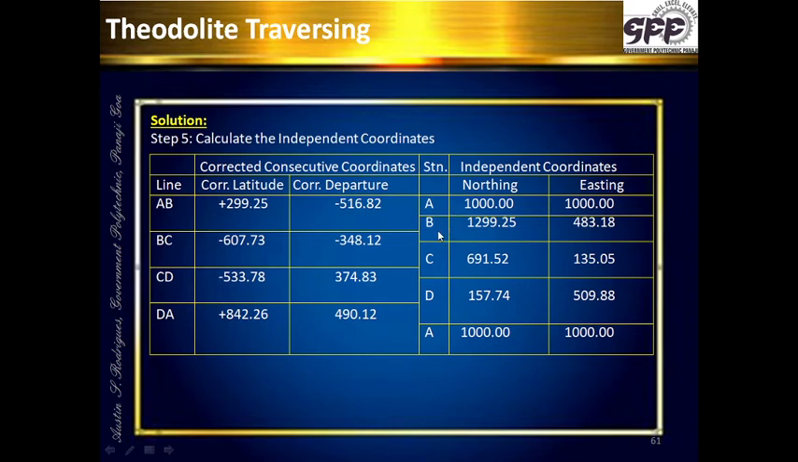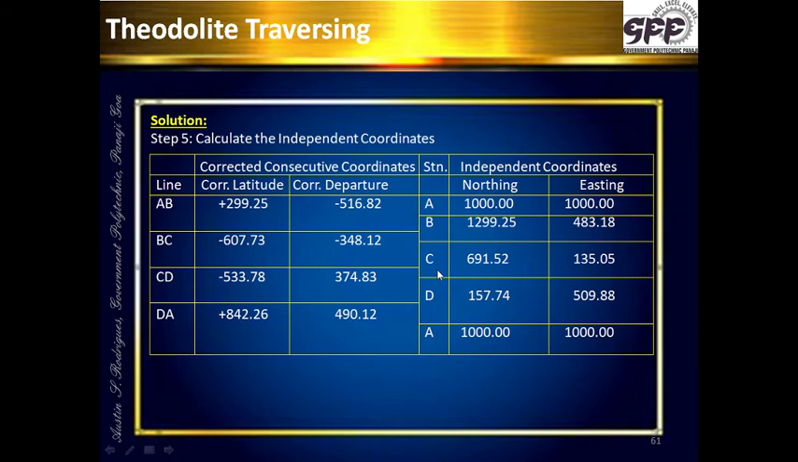For the point B, the independent coordinate would be whatever is the coordinate of the point A, add to that its own corresponding latitude. We will be getting the northing of the point B. So 1000 plus 299.25 gives me 1299.25 as the northing of the point B. The easting of the point B would be the easting of the point A plus the corresponding departure. So 1000 minus 516.82 gives me 483.18 as the easting of the point B.